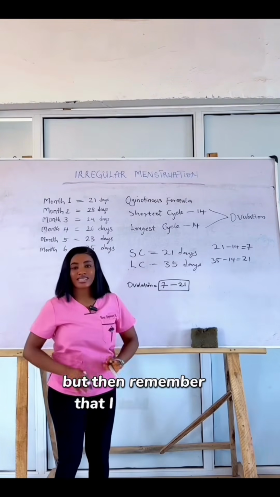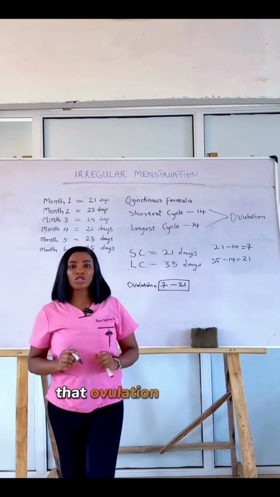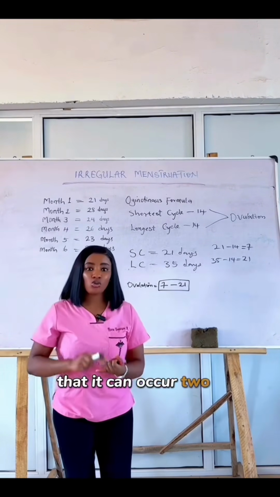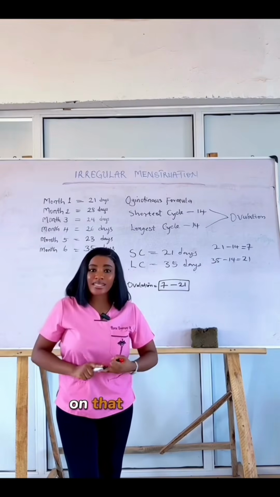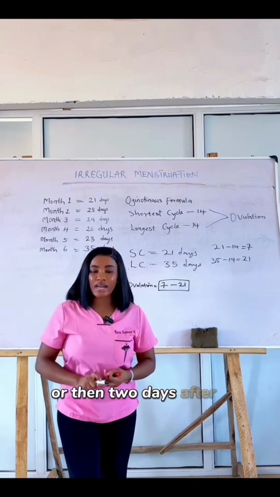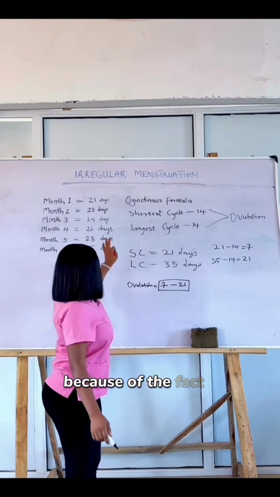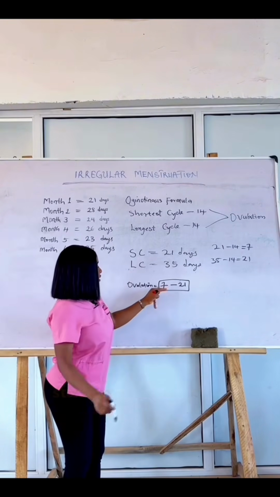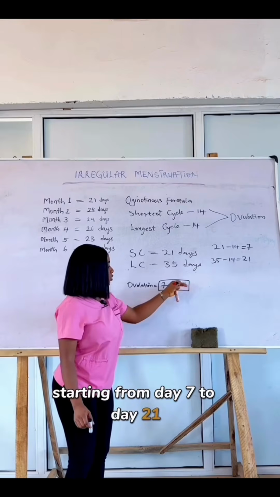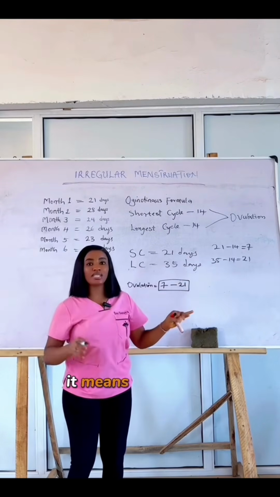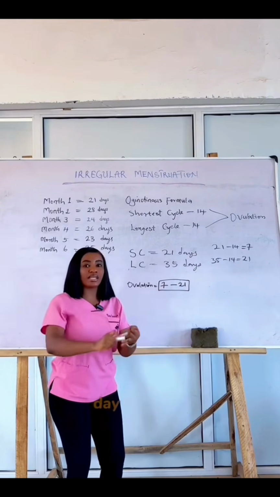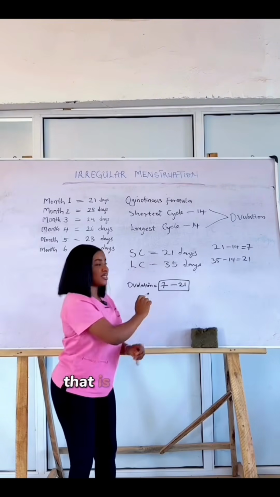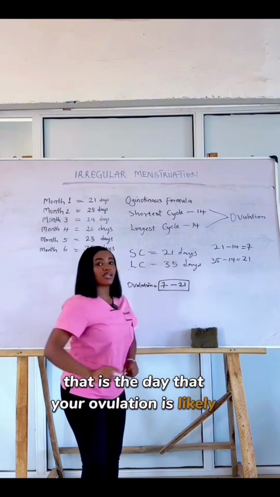But remember that I said in my previous video that ovulation can be plus or minus 2, meaning that it can occur 2 days before the actual day, on that actual day, or 2 days after the actual day. Because this person has irregular cycle, the actual day is anything from day 7 to day 21. When I say day 7 to day 21, it means that your ovulation can occur day 7, day 8, day 9, day 10, day 11, 12, 13, till day 21. That is the day that your ovulation is likely to occur.